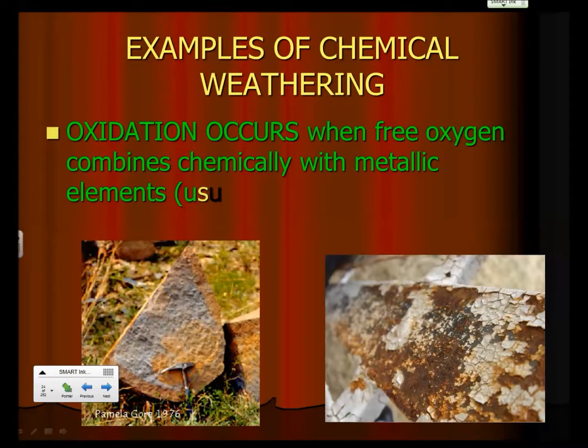All right, moving on to a different type of weathering, chemical weathering. Chemical weathering, remember, changes the actual minerals in the rock so that afterwards the rocks are smaller, but they're also slightly different. Oxidation is the first type.